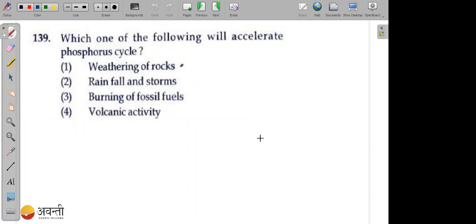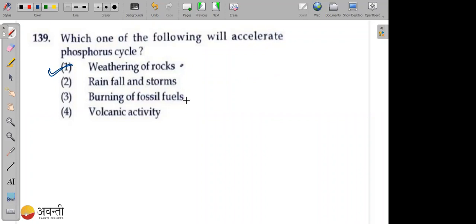Which one of the following will accelerate the phosphorus cycle? This is also one of the direct questions, and the direct answer is weathering of rock. When weathering of rock happens, phosphorus is liberated from the rocks and it accelerates the phosphorus cycle, that is, it starts the phosphorus cycle. The other options are rainfall and storm, which is not the option at all, and burning of fossil fuel, which is also not the option.